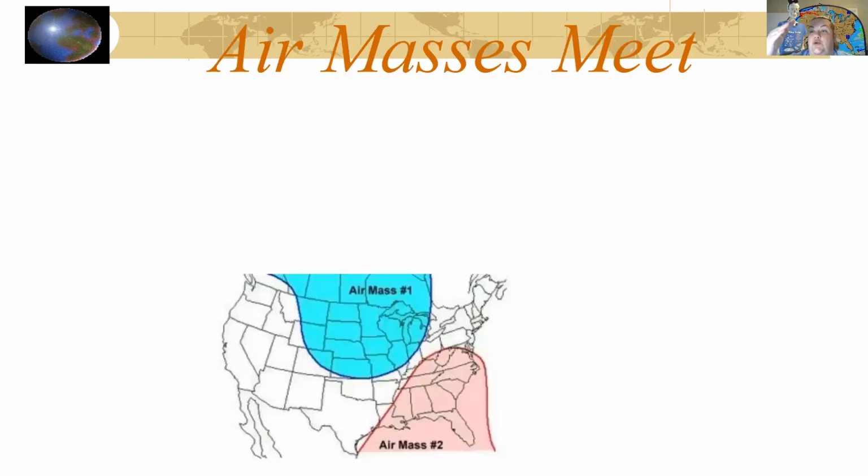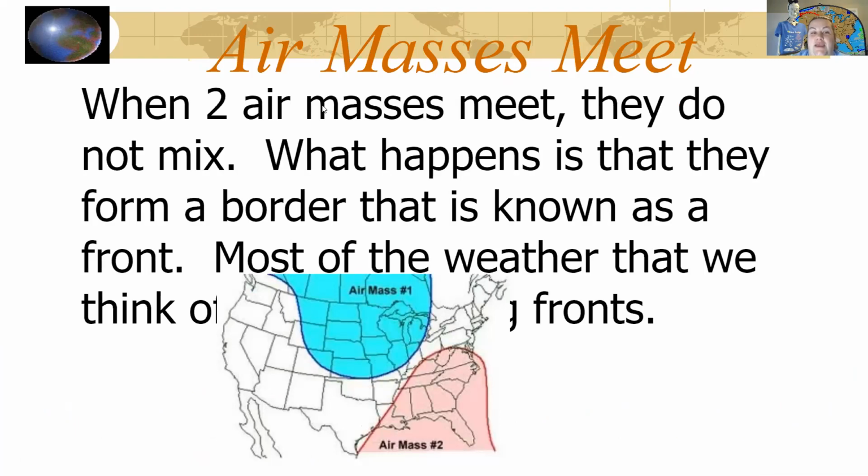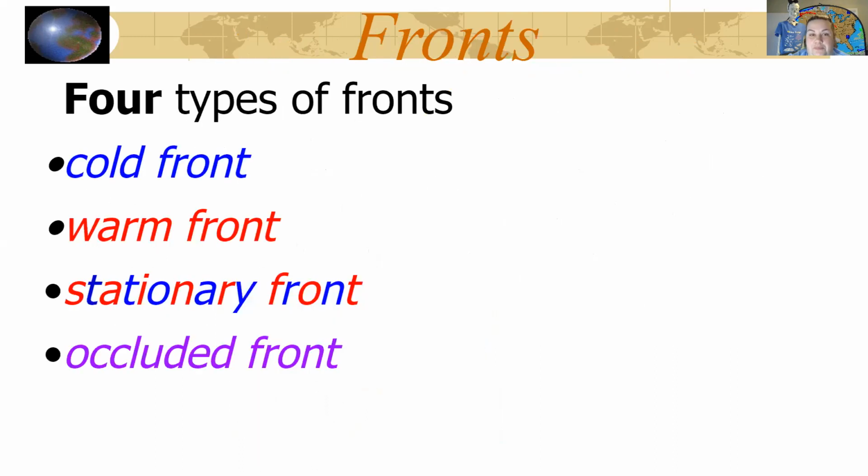So what happens when two air masses meet? When two air masses meet, they don't mix. They form a border known as a front, and most of the weather that we think of comes from those fronts. So you've got one air mass here, you've got one air mass here. When they meet, they're not going to combine into each other. They're going to kind of stay like this. And which one is stronger will depend on what type of front you end up with.